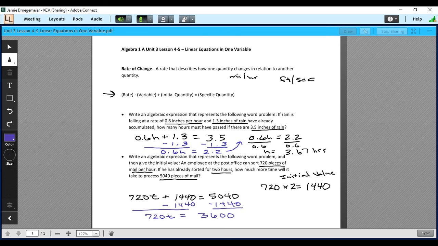Then to isolate that variable, right now that t is being multiplied by 720. We're going to undo that multiplication by dividing each side by 720. And so then our solution over here, if I take 3,600 divided by 720, I get 5. And so we're saying that it would take 5 hours for him to sort 5,040 pieces of mail.